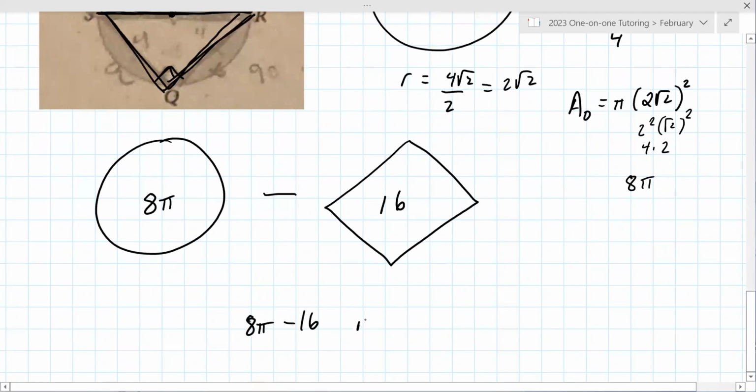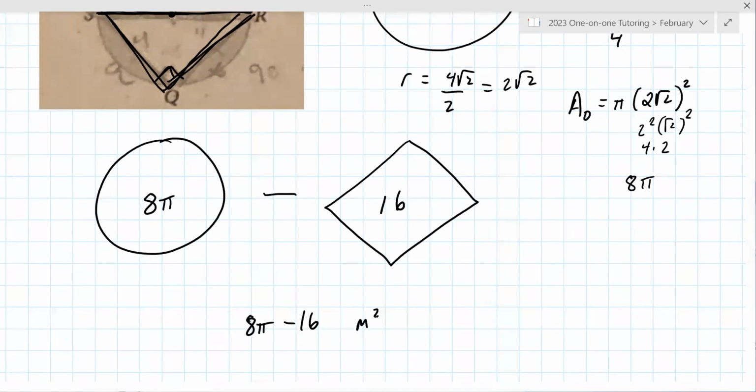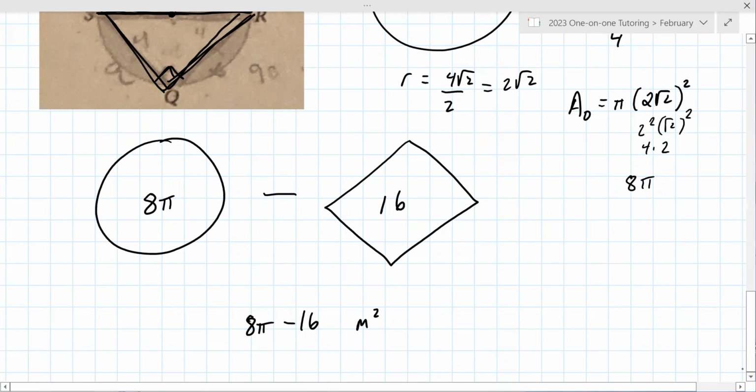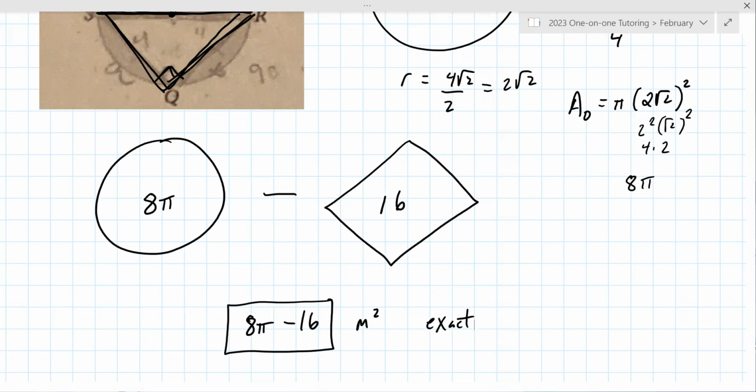This is your answer. You don't do anything to it after. No, this is it. So would that be the exact answer? Yes. And I guess it's uncommon for them to ask for the approximate, right? They might, but you can put this in your calculator if you want.